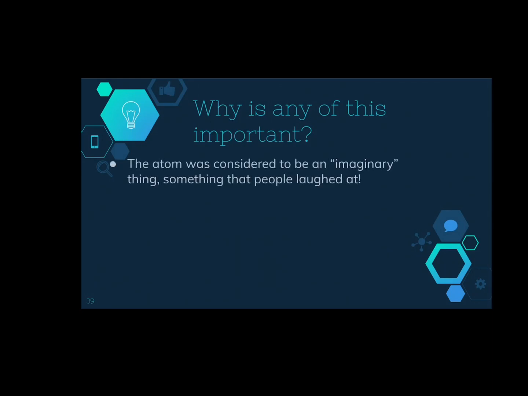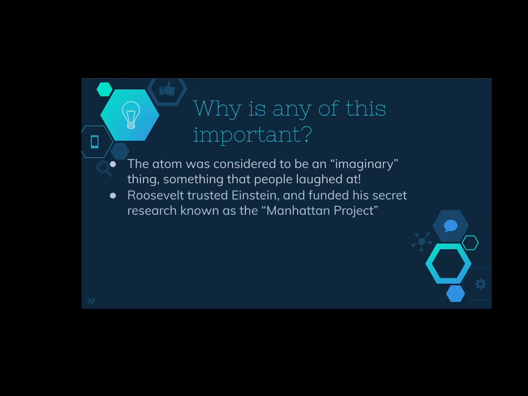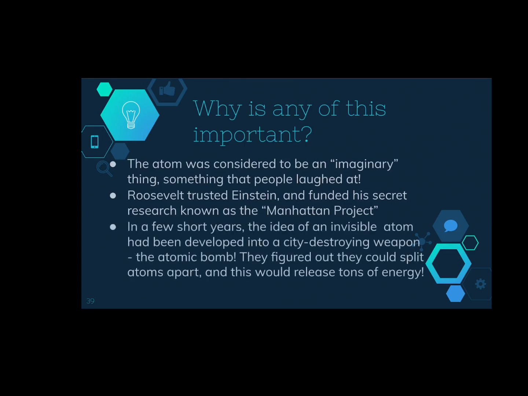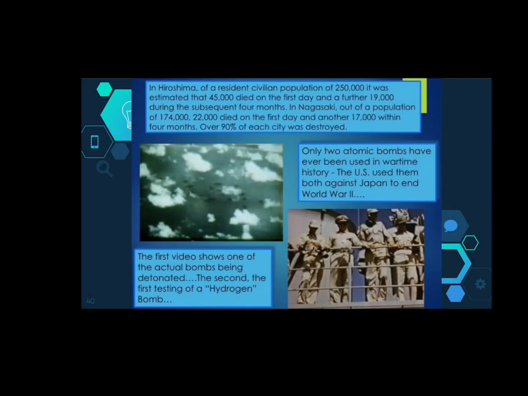Why is any of this important? So besides talking about it in science classes and using it for research and all of that, the atom was considered to be an imaginary thing that people just laughed at. Roosevelt trusted Einstein, and he funded his secret research project known as the Manhattan Project. In a few short years, the idea of an invisible atom had been developed into a city-destroying weapon, which is the atomic bomb. They figured out that they could split atoms apart and it would release tons of energy.